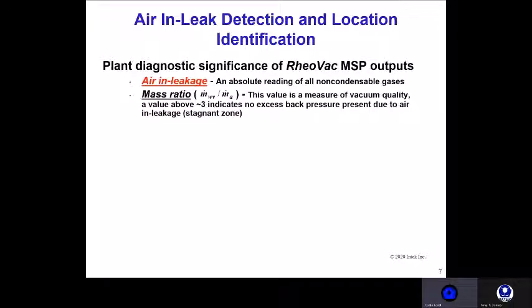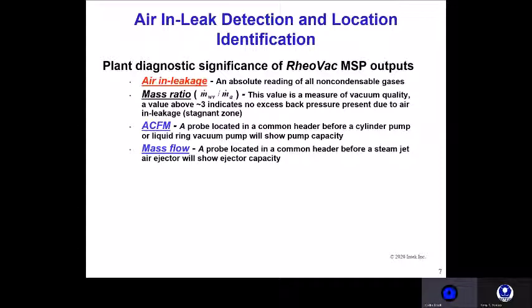Next is the mass ratio, which is the ratio of water vapor to air mass flow. This is the parameter that can indicate if a stagnant zone is present, causing excess back pressure. The rule of thumb is a mass ratio above 3 indicates no stagnant zone is present. And if the mass ratio is below 1, then there is a significant stagnant zone present, indicating the need for a call to action. Now, as you recall, a stagnant zone is caused when the air in-leakage is above the exhauster capacity. The action then is to determine if your leak is high or your exhauster capacity is low.